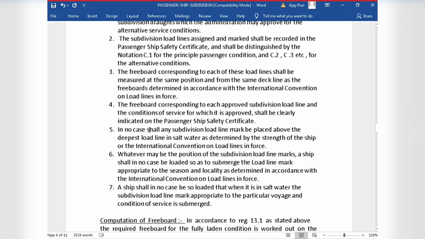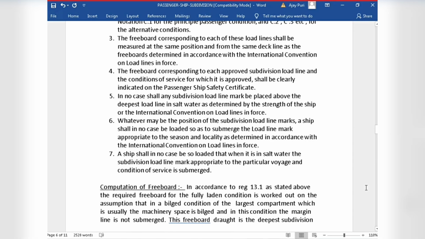In no case shall any subdivision load line mark be placed above the deepest saltwater line as determined by the strength of the ship. Whatever may be the position of the subdivision load line marks, a ship in no case will be loaded so as to submerge the load line mark appropriate for the season and locality as determined in accordance with the International Load Line Convention. A ship in no case shall be loaded so that, when in salt water, the subdivision load line mark appropriate to the particular voyage is submerged.